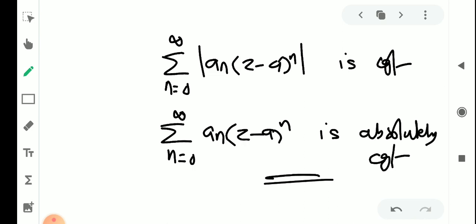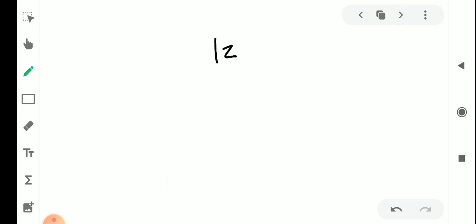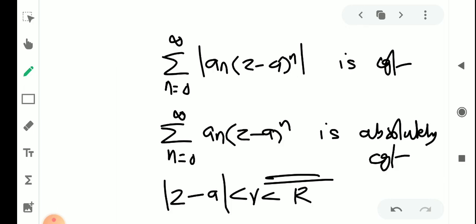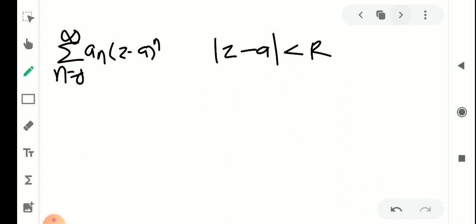Absolutely convergent, where all this is correct for mod z minus a less than small r, this small r which is less than capital R. So in general we can say that the series sigma n equal to 0 to infinity a n (z minus a) all raised to n is absolutely convergent on mod z minus a less than capital R. This small r is arbitrary, which is 0 less than small r less than capital R. So that is the proof of the first part.